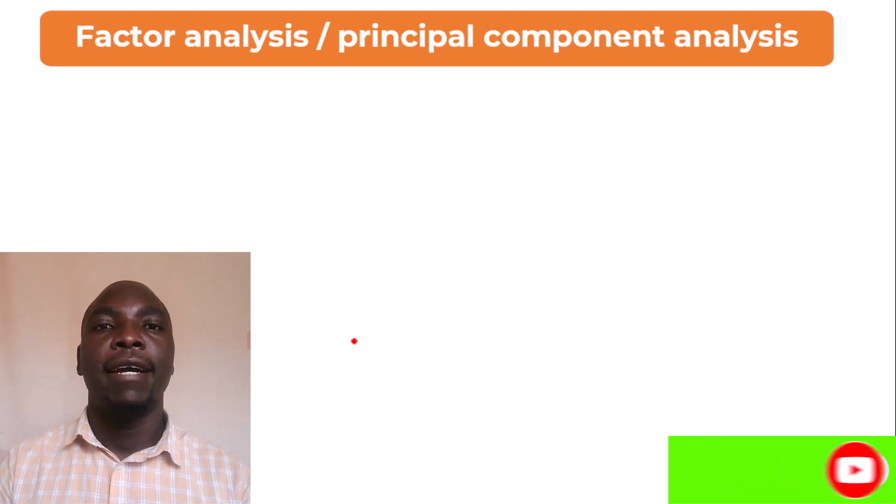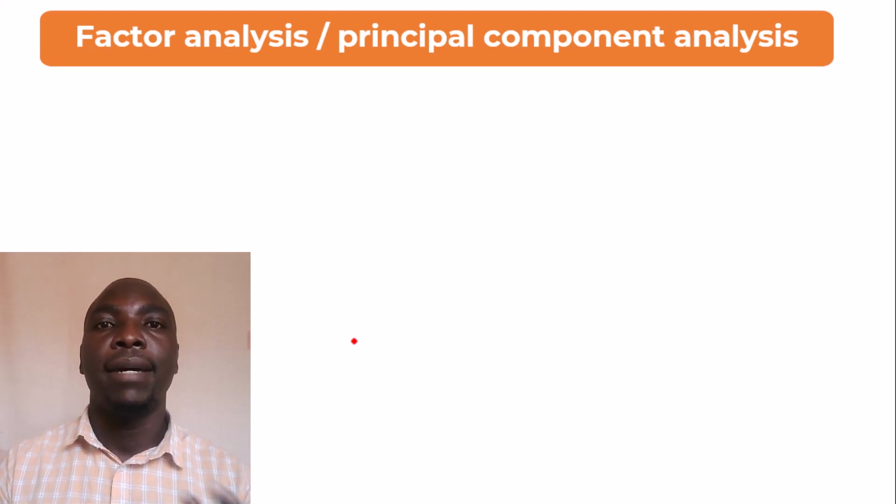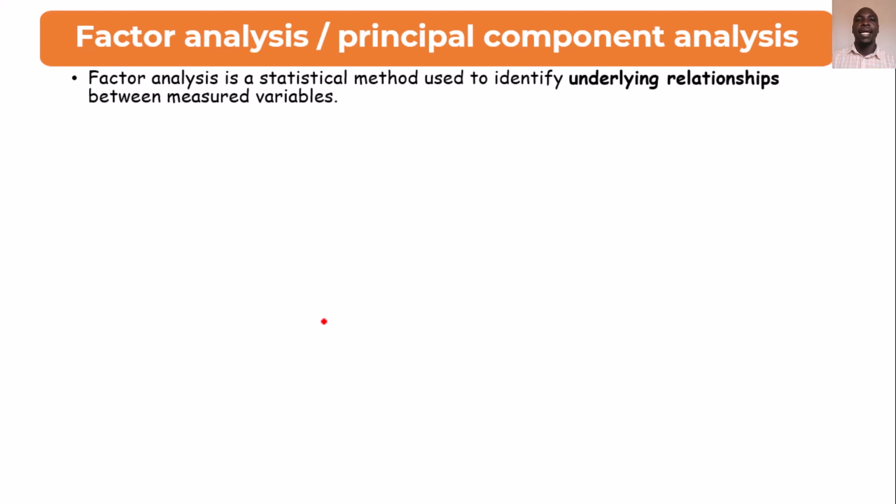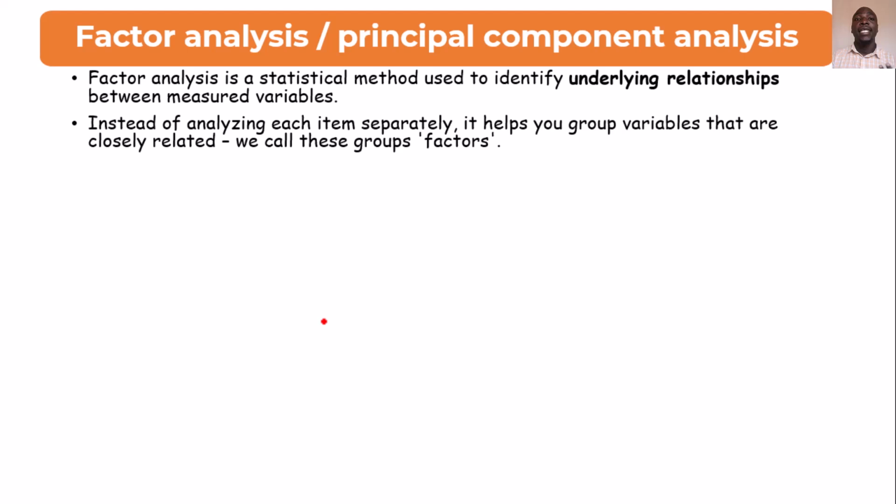Today we look at factor analysis, or what is sometimes referred to as principal component analysis. So what is factor analysis? Factor analysis is simply a statistical method used to identify underlying relationships between measured variables. Instead of analyzing each item separately, it helps you group variables that are closely related, and these groups are the ones we refer to as factors.